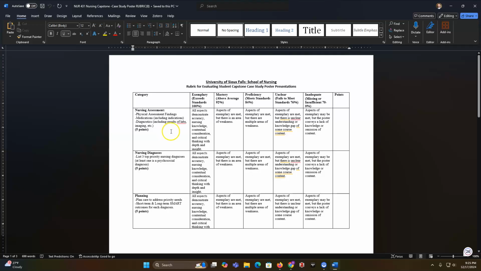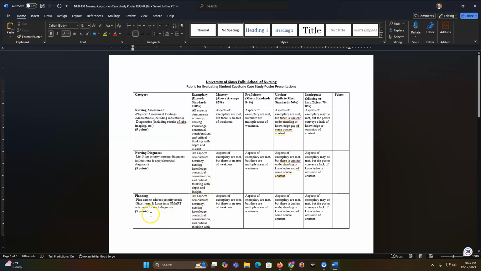So, we're looking at this. Was it exemplary? Was it masters? Was it proficient? Was it unclear? Or was it inadequate? And so we'll go through that with all these different sections. Nursing diagnosis. Three top priority nursing diagnoses. Once again, this is not skin breakdown or risk for falls. You really want to have those top three nursing ones that we have to deal with. One of which is going to be a psychosocial diagnosis. And we're looking for all these things on here.